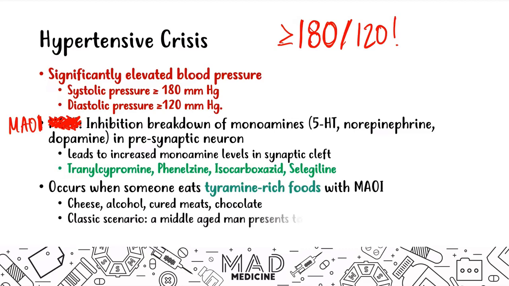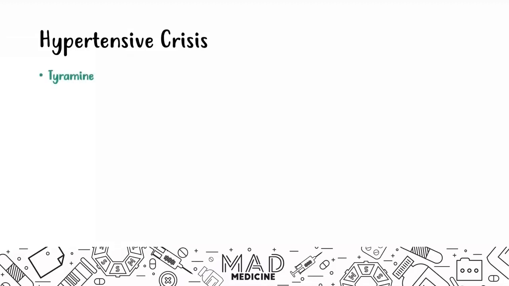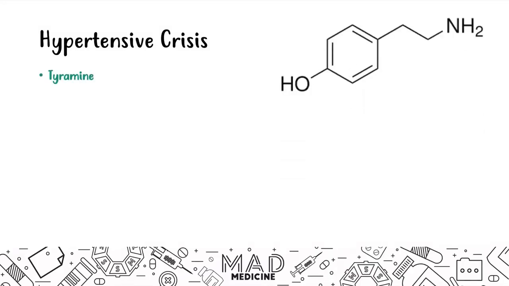The classic scenario is going to be a middle-aged man who presents to the clinic with difficulty breathing. Most likely, they ended up eating these foods, and now they have a very high blood pressure. So let's talk a little bit more about the hypertensive crisis and what happens. Like I said, tyramine is a naturally occurring monoamine that causes sympathetic activation. You see this amine group right here, it only has one R group attached to it, therefore it's a monoamine.